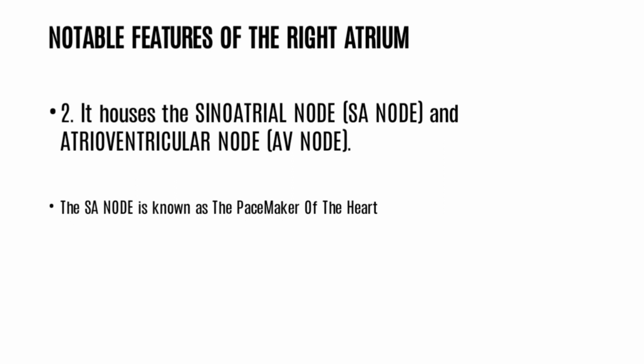The next feature we have here is that the right atrium houses the sinoatrial node, which is known as the SA node, and the atrioventricular node. These 2 structures in the heart are very important in the conduction system of the heart. One very important and simple thing you should know is that the SA node is known as the pacemaker of the heart. Pacemaker, that is to say, it is the one that will set the heart into beating. It will tell the heart at what frequency it should beat.